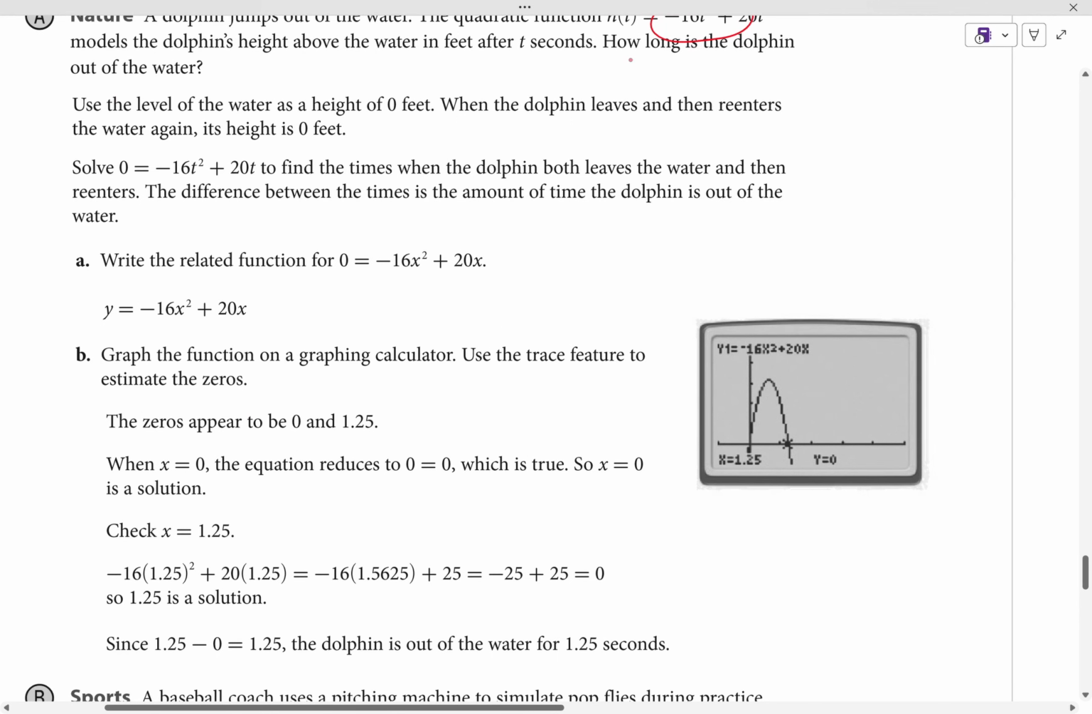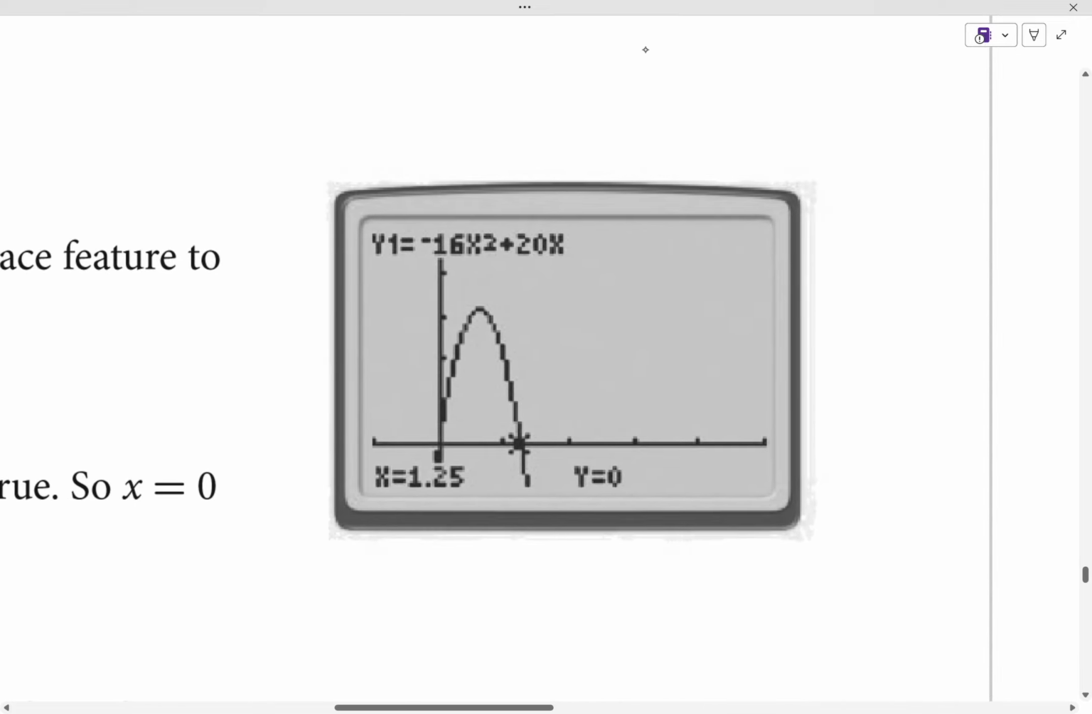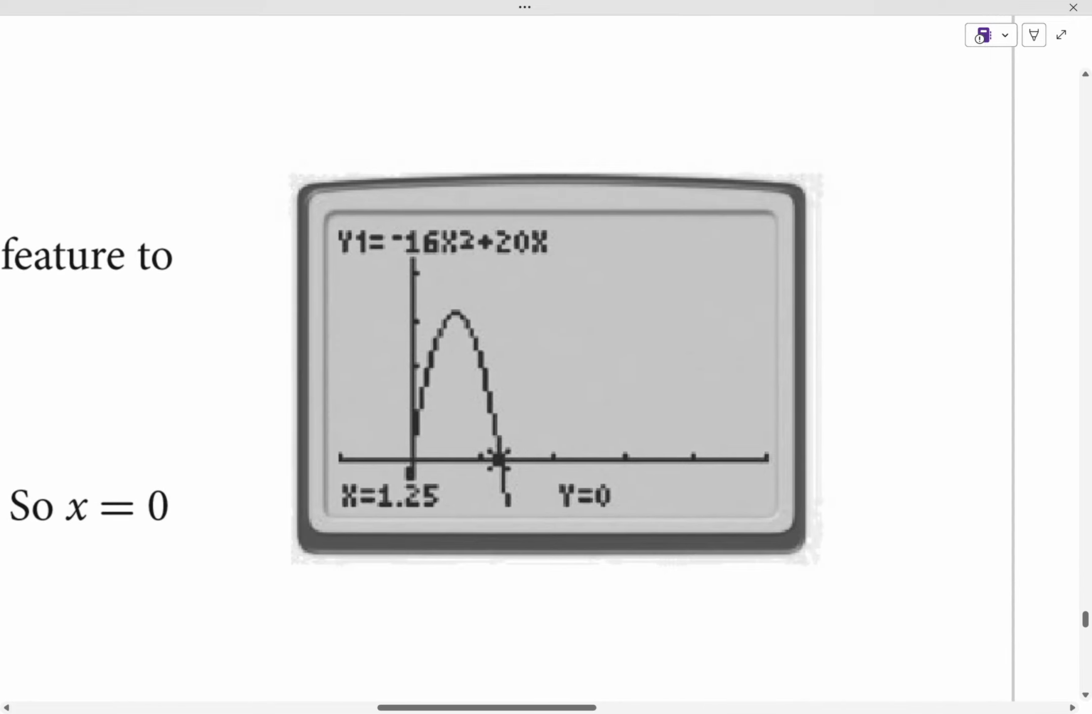Okay, so here's your related function. 0 equals -16x squared plus 20x. Or sorry, the related function is y equals that quadratic. Here they graphed it for us, so it's a little bit easier to see when we look at the graph. We're going to look at this. This is representing my time. Okay. This is representing my height.